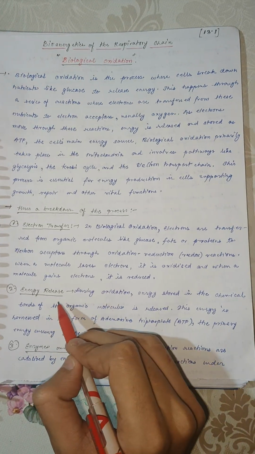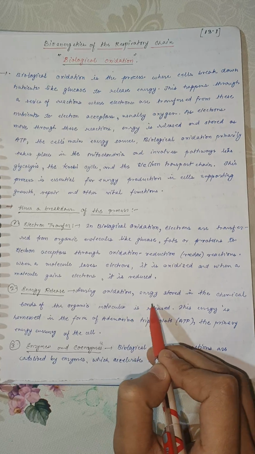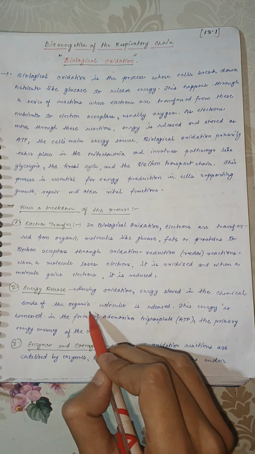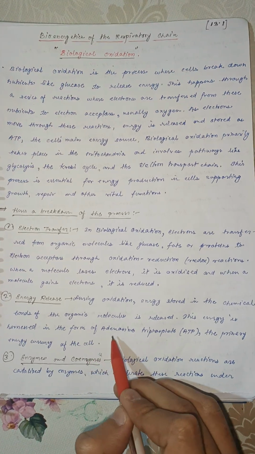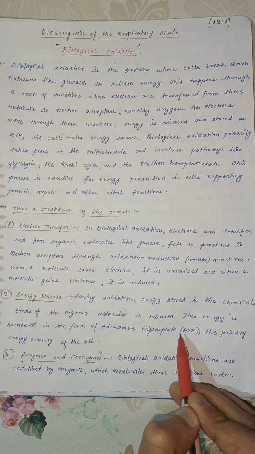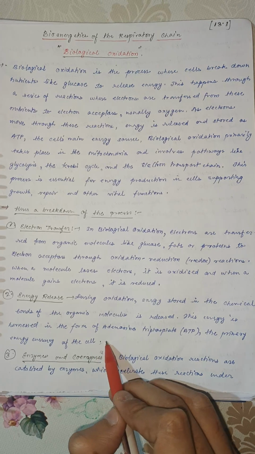Second one is energy release. During oxidation, energy stored in the chemical bonds of the organic molecules is released. This energy is harnessed in the form of adenosine triphosphate, the primary energy currency of the cell.